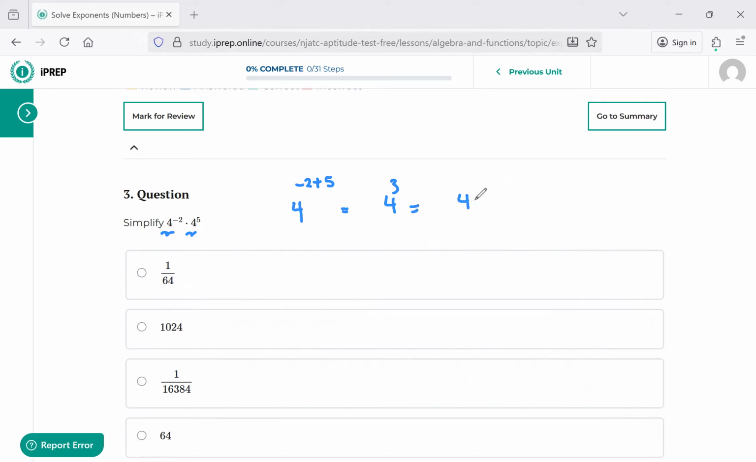You can't use a calculator. So what's 4 times 4 times 4? 4 times 4 is 16, and then 16 times 4, without a calculator: 6 times 4 is 24, carry the 2. 4 times 1 is 4, plus 2 is 6, so 64. And the answer is 64.